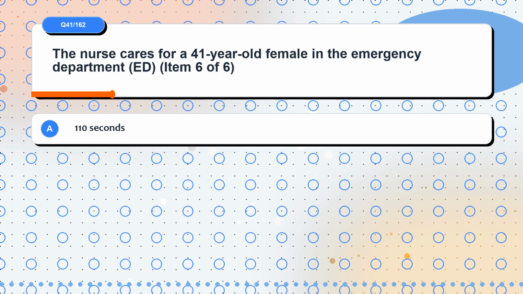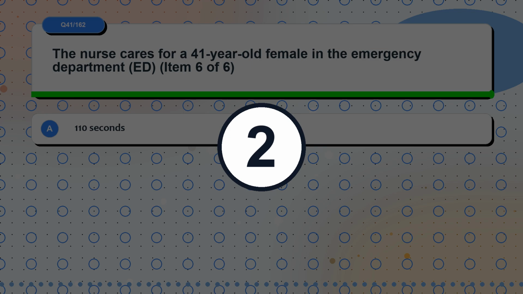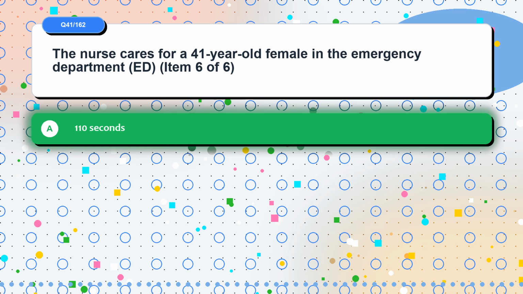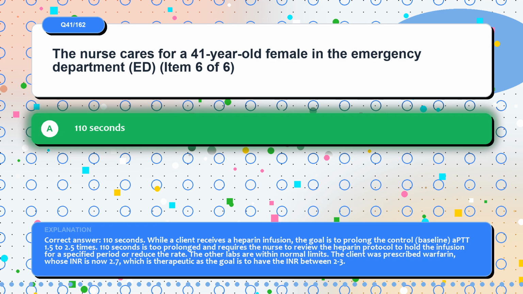Question 41. The nurse cares for a 41-year-old female in the emergency department. ED item 6 of 6. Here are the options. Option A: 110 seconds. The correct answer is option A. 110 seconds.